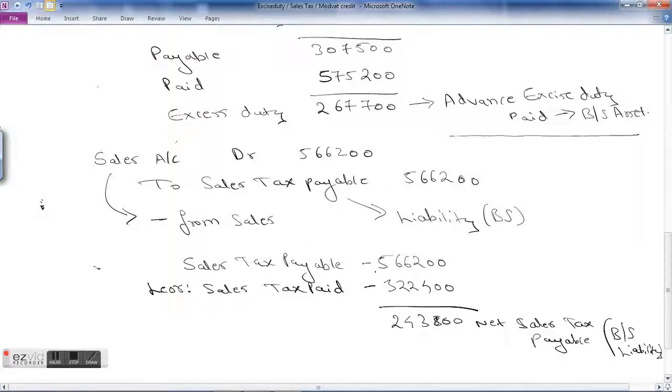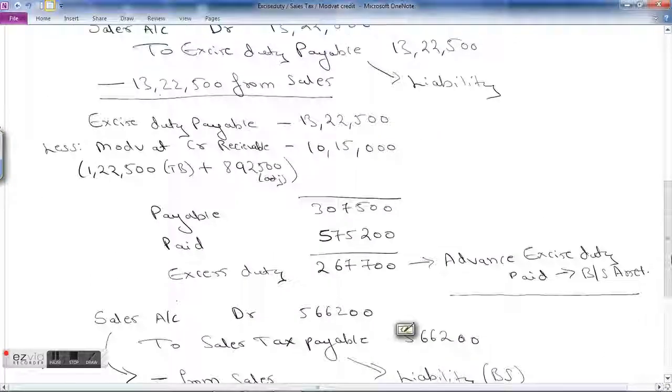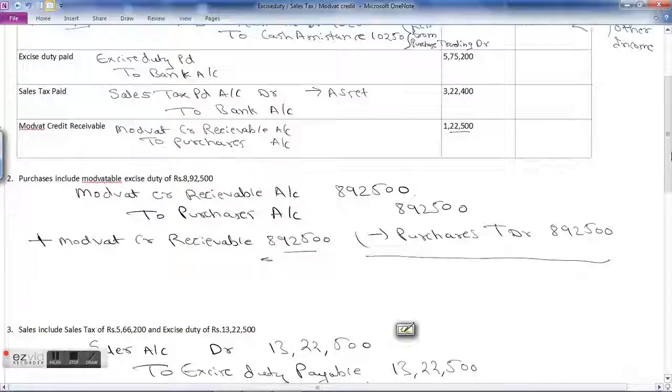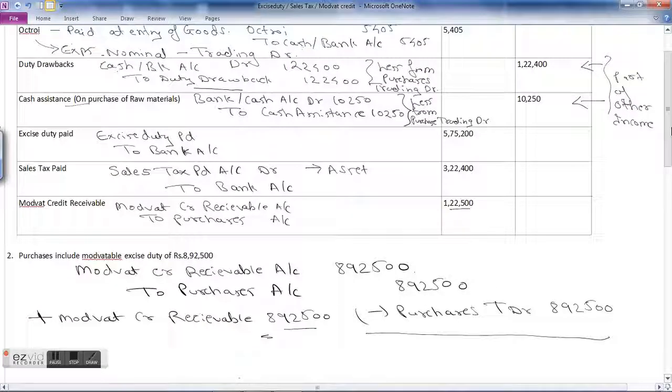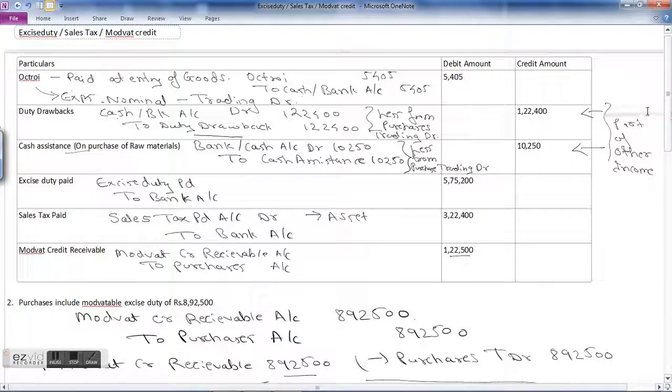Okay, so the effect of the sales tax will be, one, you have to reduce 5,66,200 from your sales, then you have to adjust it with the sales tax paid of 3,22,400, and the net amount of sales tax payable will be shown on the balance sheet liability side. So thus we have completed all the adjustments related to excise duty, duty drawbacks or MODVAT credit and sales tax. Okay, now we'll start with the trading account.